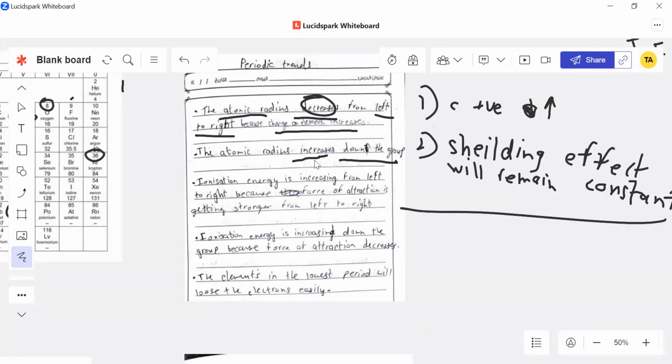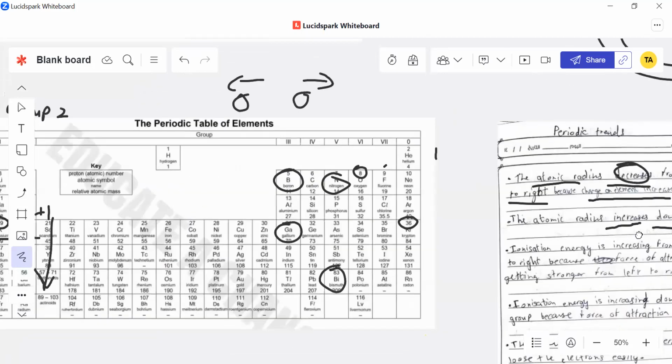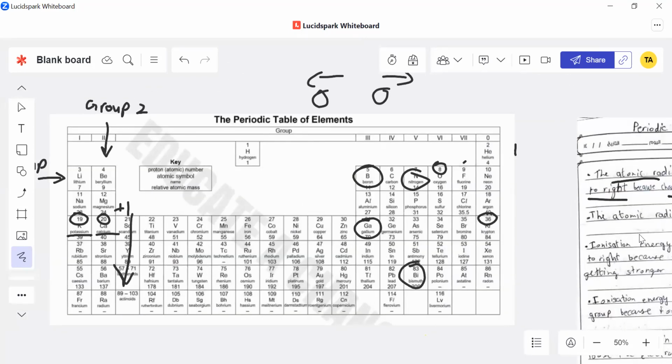So this was across a period, right? Now comes down the group. So down the group, the atomic radius would increase because of shielding effect. This is the biggest reason why the atomic radius increases down the group. So what it simply means is that the first element in the group has 9 electrons, but when I go to the last group, it has 85 electrons. That is a huge number.